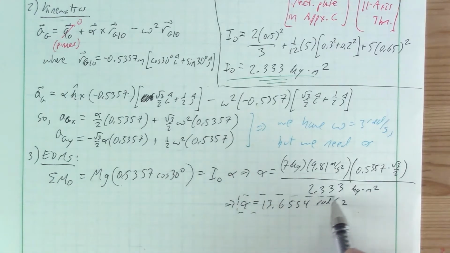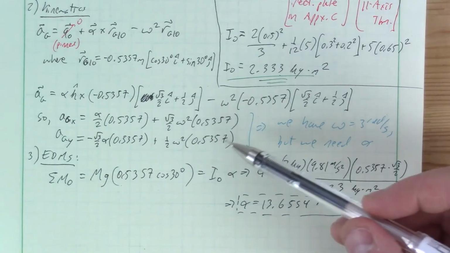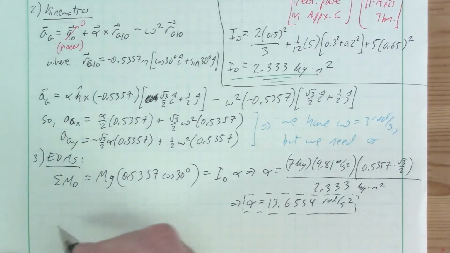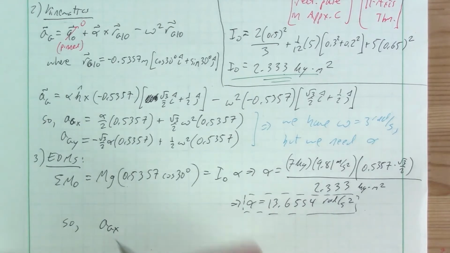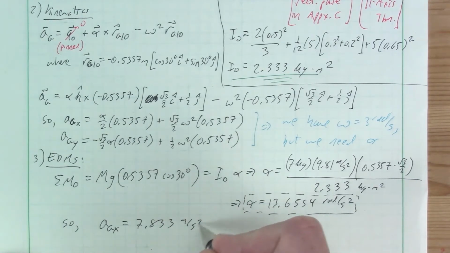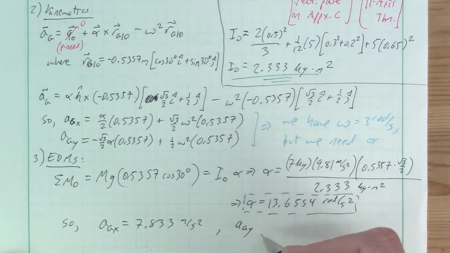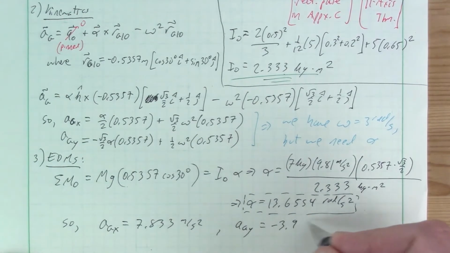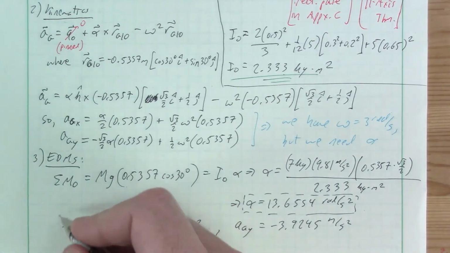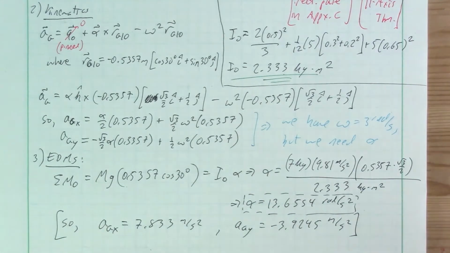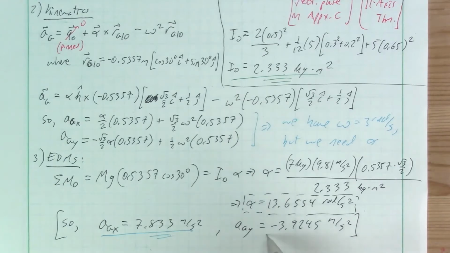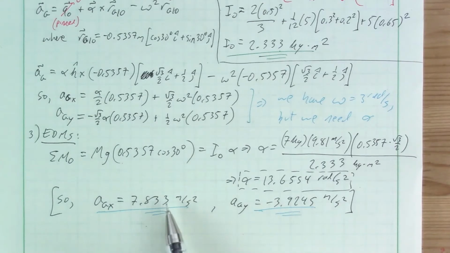Okay, now we can go back and get our accelerations up here, right? So acceleration of g, that's the acceleration of the center of mass, and once we plug that in we get 7.833 meter per second squared. Acceleration of the center of mass in the y direction is minus 3.9245 meter per second squared. Okay, very important quantities. So we are accelerating downward, right, which makes sense, and to the right.